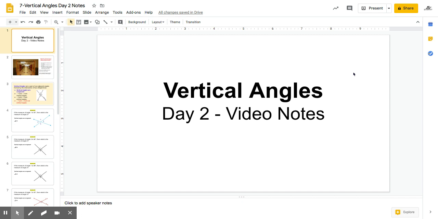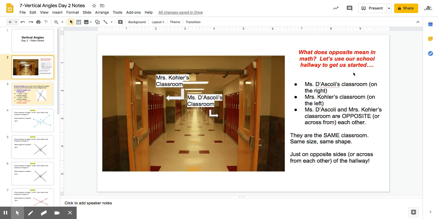Hey everyone, the other day I introduced vertical angles to you as the last type of angle that we're going to learn about in this angle unit. And we first discussed what vertical angles are, and they were angles that were formed through the intersection of two lines, but most importantly, we had to recall that vertical angles were opposite of each other.